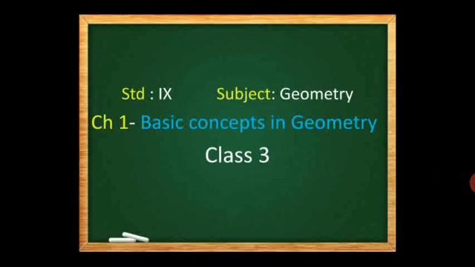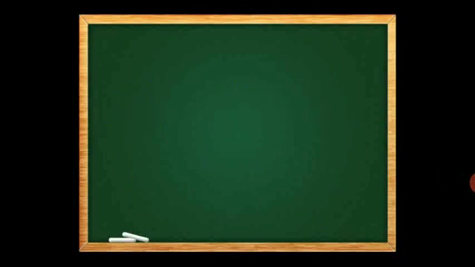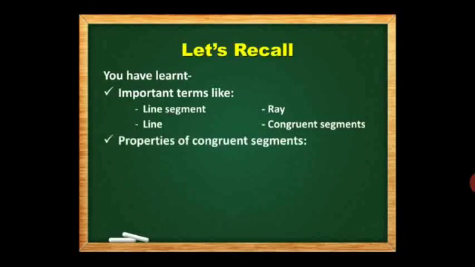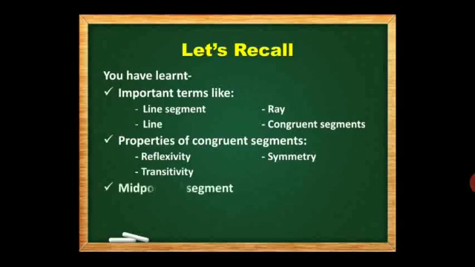Before we proceed further, let us quickly recall the concepts which we had discussed in the earlier class. You have learned important terms like line segment, ray, line and congruent segments. We also discussed the properties of congruent segments like reflexivity, symmetry and transitivity. Along with that, we discussed midpoint of segment and distance of a point from a line. I hope you have understood them very well.